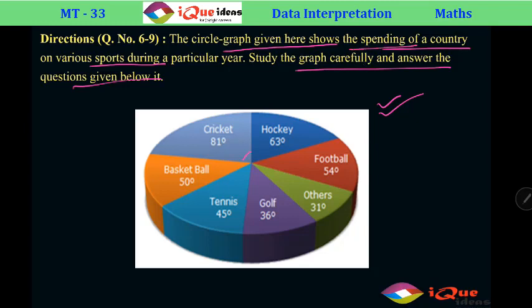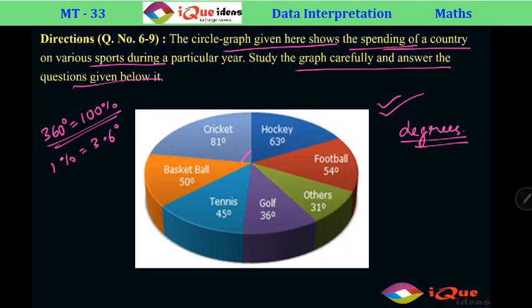So cricket is 81 degrees. So here everything is given in degrees, right? If necessary, you can always find in percentages. For that, you need to know that 360 degree is equal to 100%, right? So what you can do is 1% is equal to 3.6 degree. You can directly apply that. 1% is equal to 3.6 degree, or 1 degree is equal to 1 upon 3.6%. You can straight away apply that.